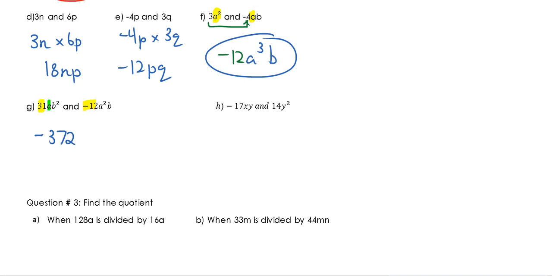And then match up your a's. I have a to the power of 3, and I also have 3 b's, so this would be b to the power of 3. So there's your answer for that one.